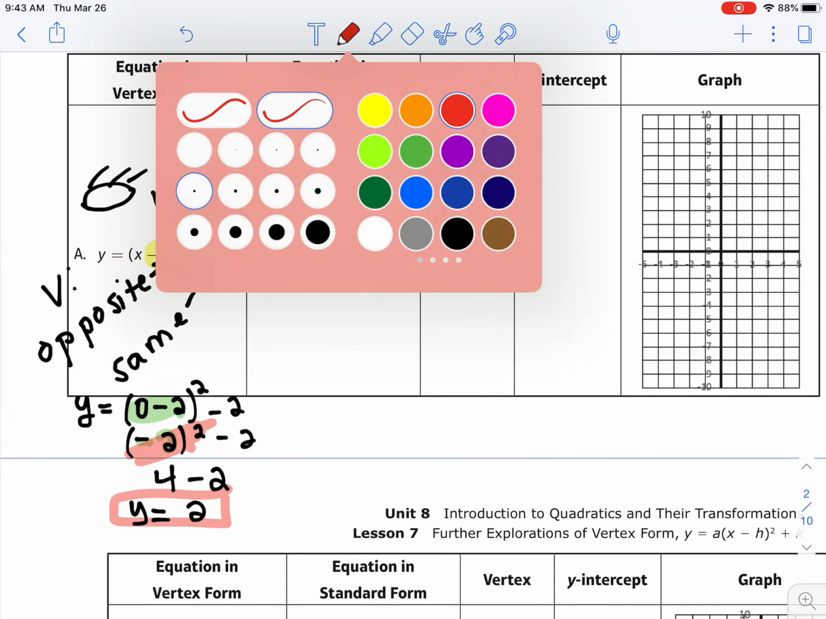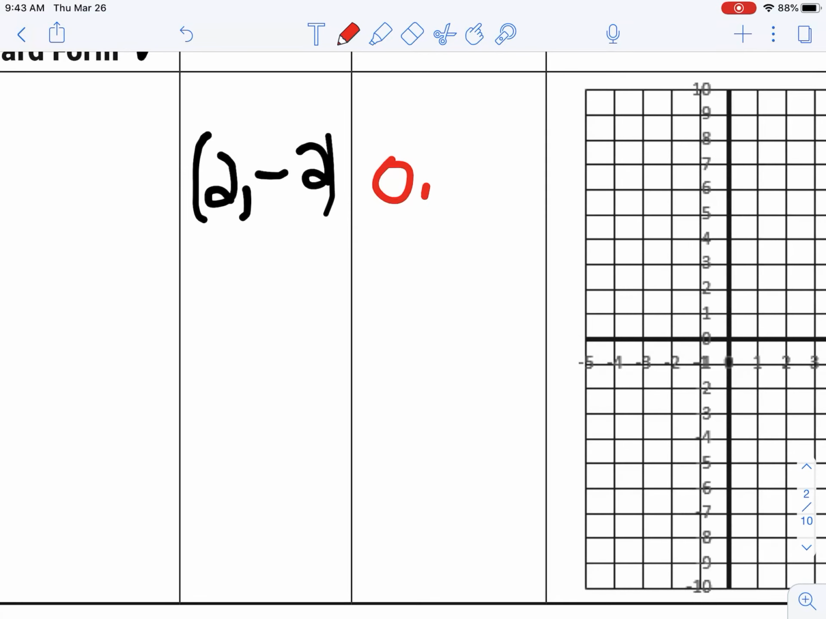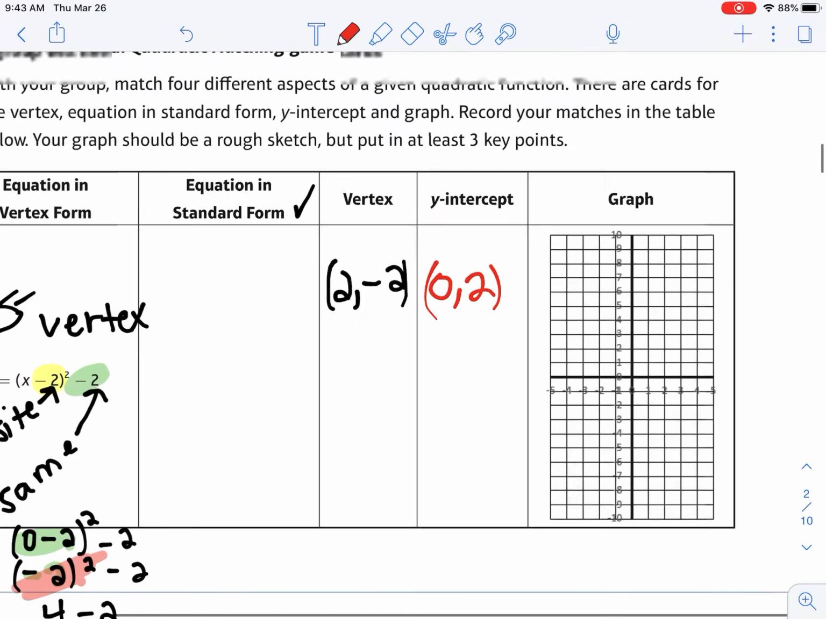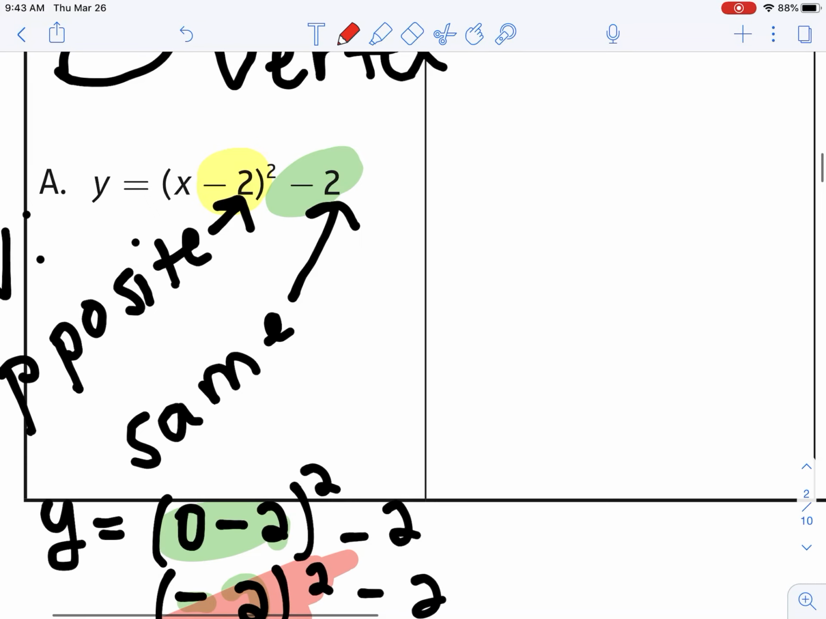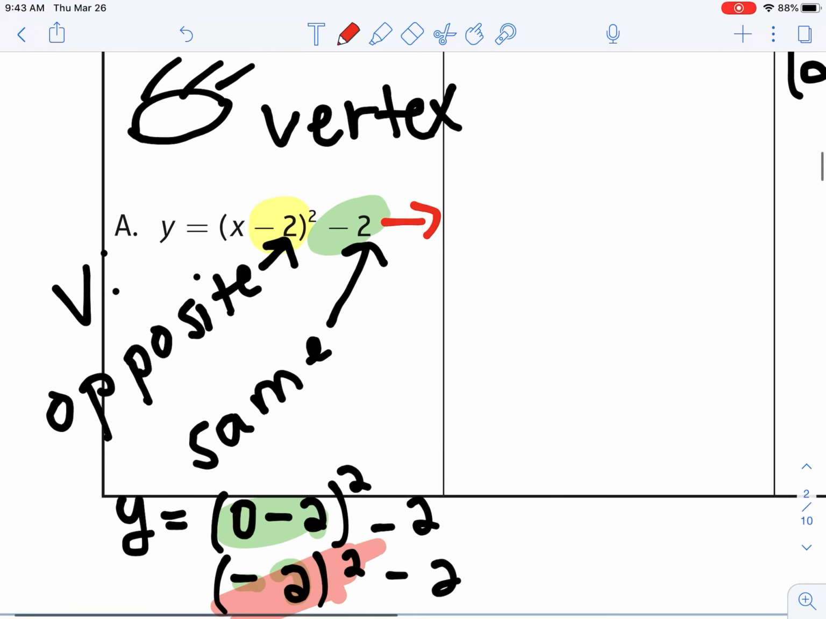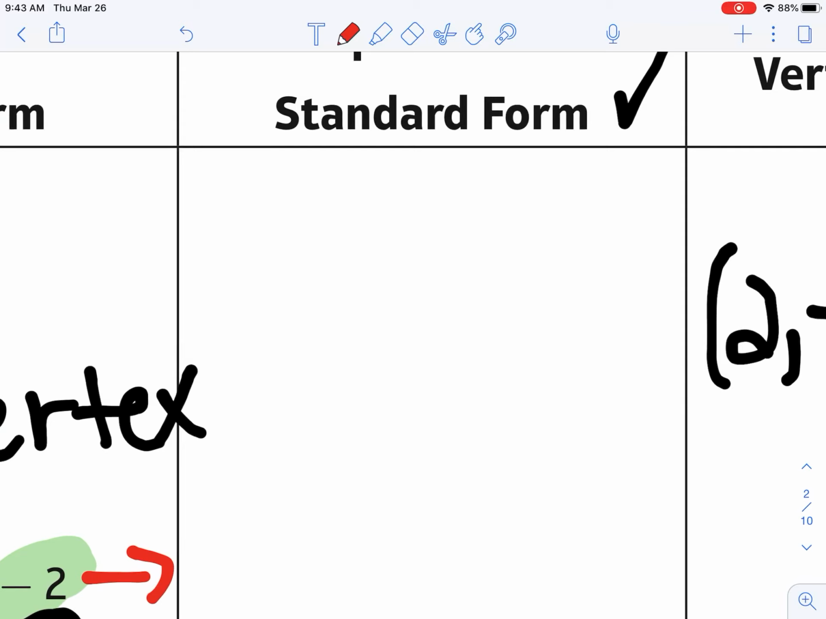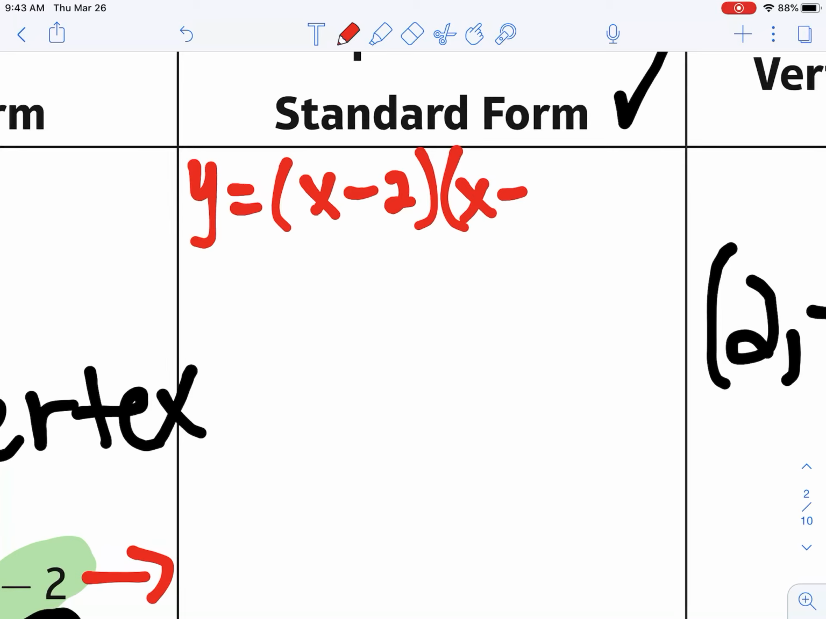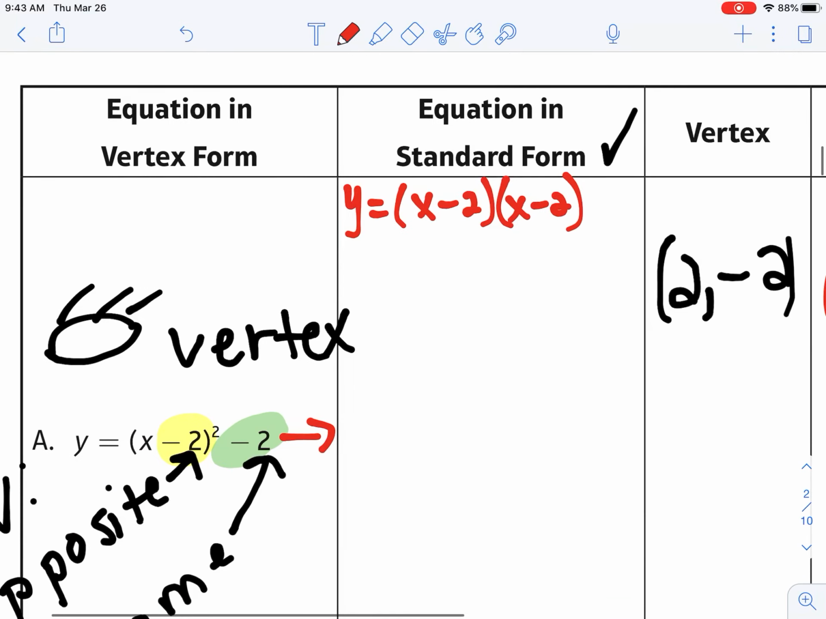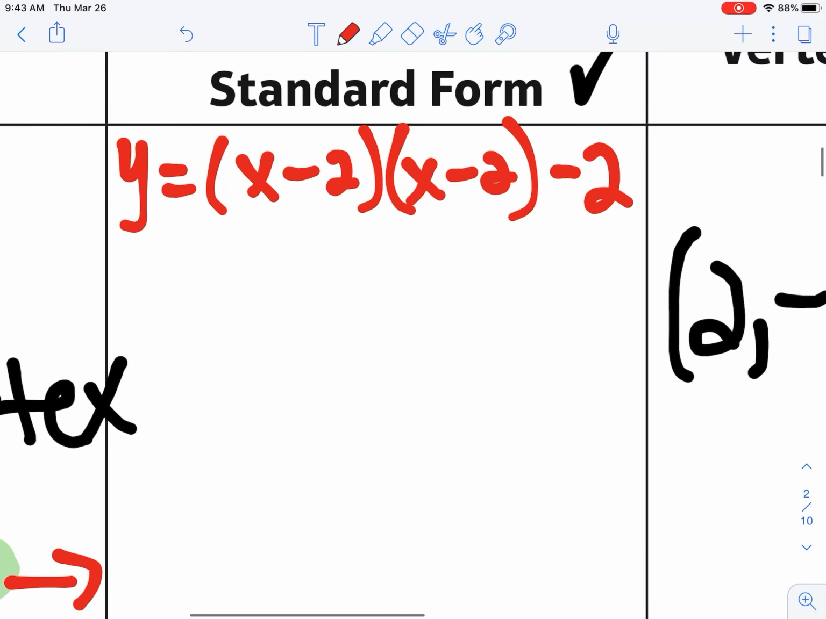So we're going to prove that in just a second. So the y-intercept, when x is 0, y is 2. We're going to prove that by converting vertex form to standard form. Okay, so that was yesterday's lesson, but to prove it, let's go ahead and start by expanding the x minus 2. So it's y equals x minus 2 times x minus 2. Okay, and then there's a negative 2 at the end. So all we did is expand this part of the vertex.